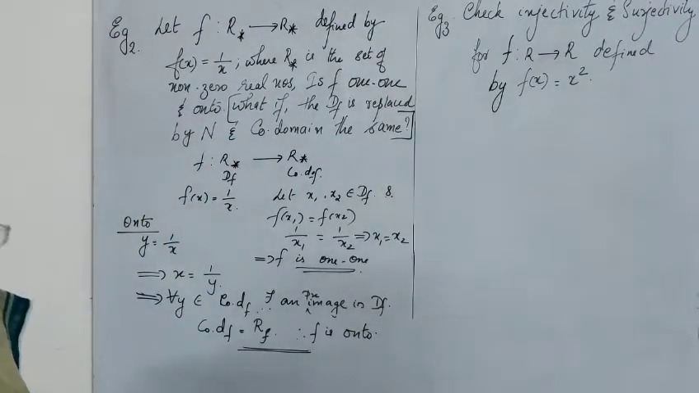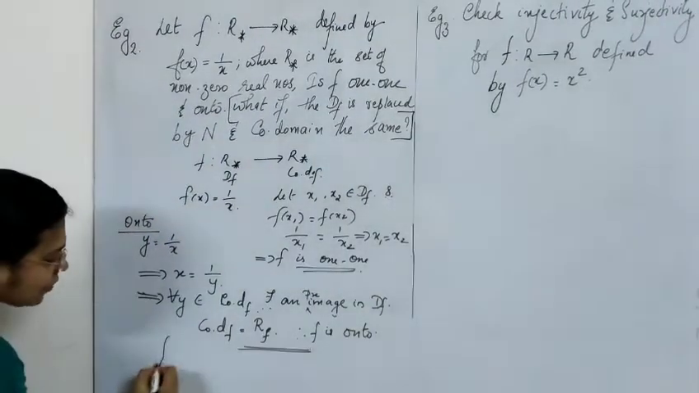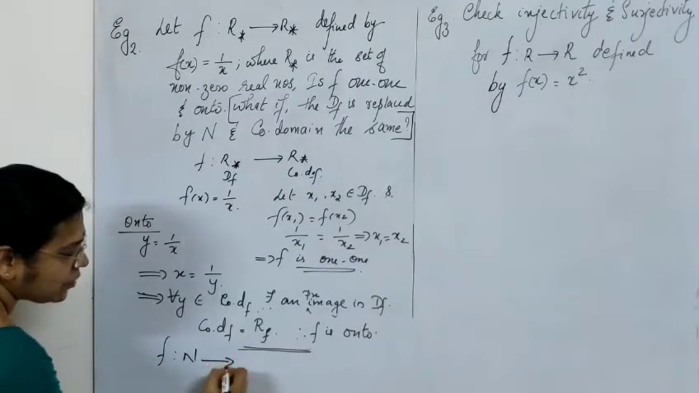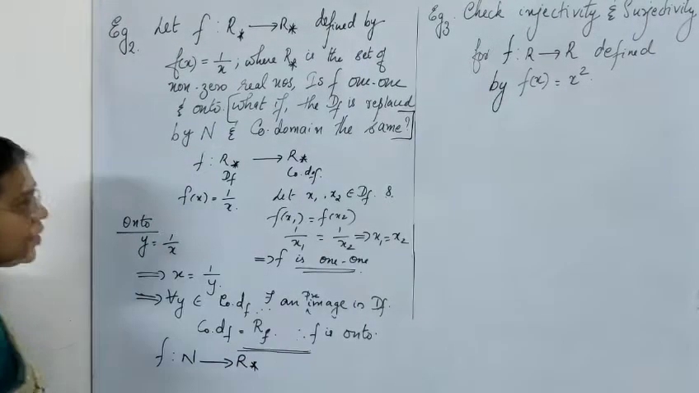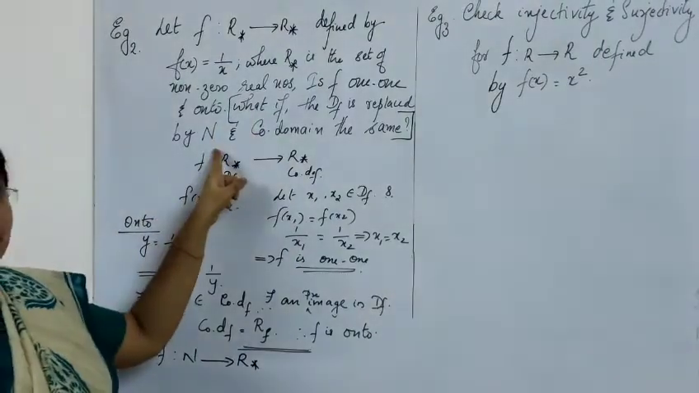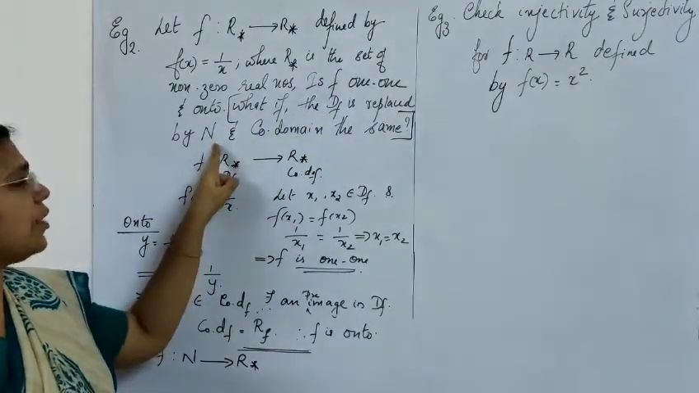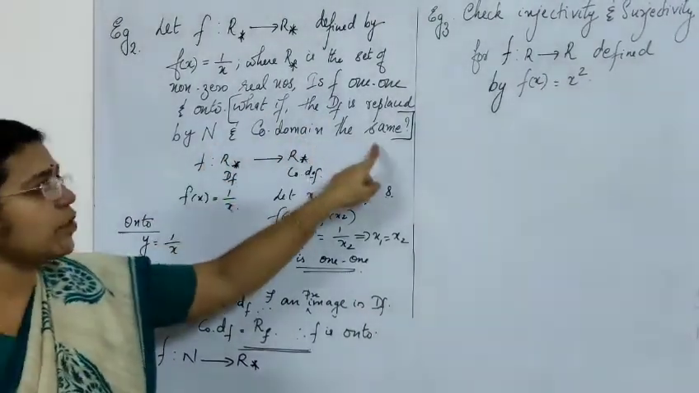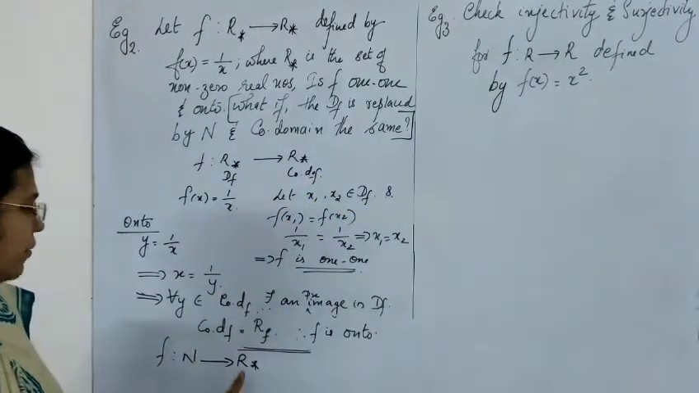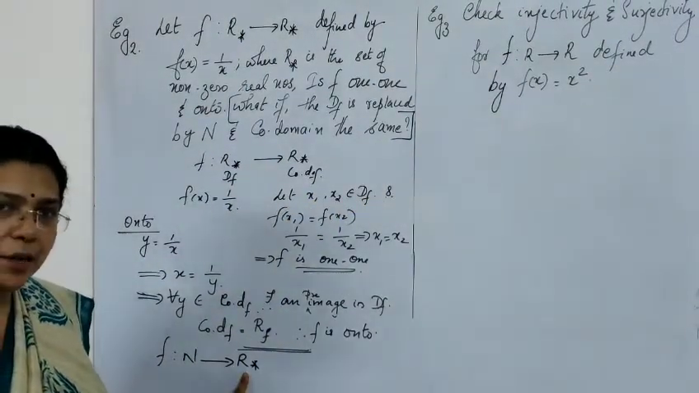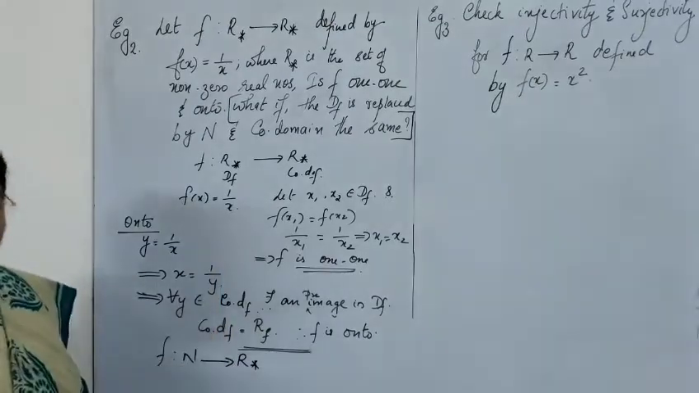Now coming to the second part of this question. f is a function now defined from N to R star, right? What is N? The set of natural numbers. So the domain of the function is now replaced with N and the codomain remains the same, that is R star, where R star is the set of non-zero real numbers.